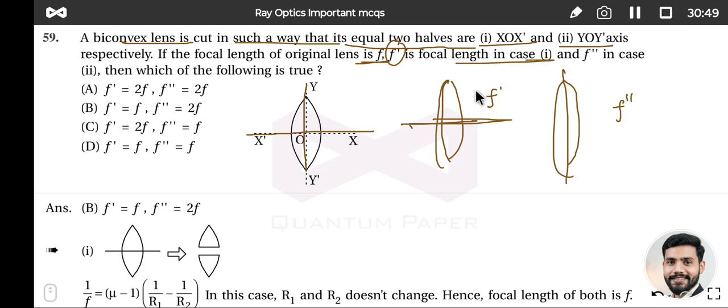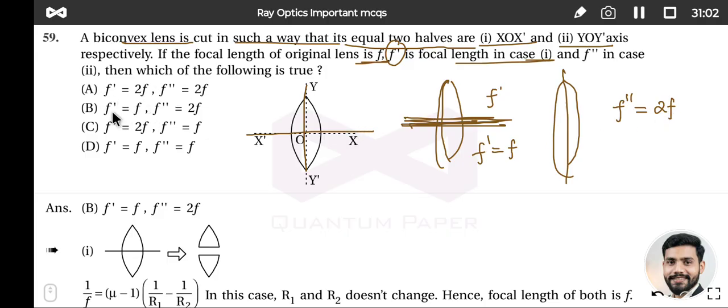So just now we have seen the result. Whenever we are cutting the lens horizontally, in that case the new focal length is same as original, and when we are cutting vertically, in that case the new focal length is double the original. So the correct answer for this question is B. F dash is equal to same f, and f double dash is nothing but double. Look at the next one.